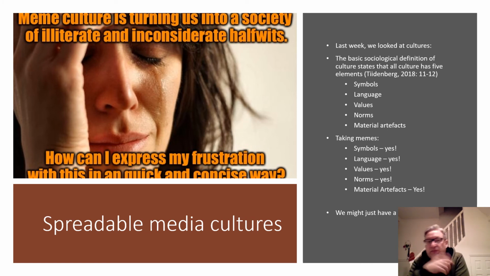Well, in terms of spreadable media as a culture, last week obviously we looked at cultures. Now, the basic sociological definition of a culture states that all culture has 5 elements, according to Kat Edenberg: symbols, language, values, norms, and artifacts. If we think about memes, do memes have symbols? Are they symbolic? Yes, they are. Do they have language? Yes, they do. Do they have values? Absolutely. So there's a set of values embedded in a meme. Do they have norms for production? Yes, they do. And are they material artifacts? Yes, because they are spread around.